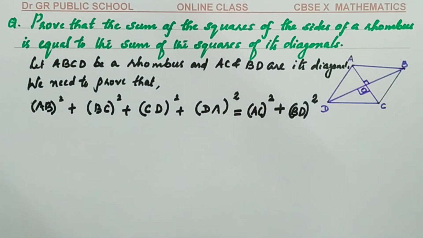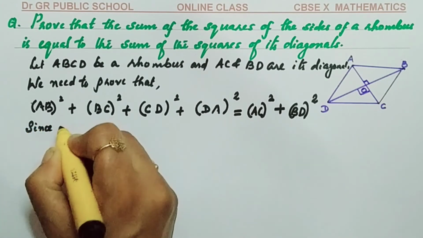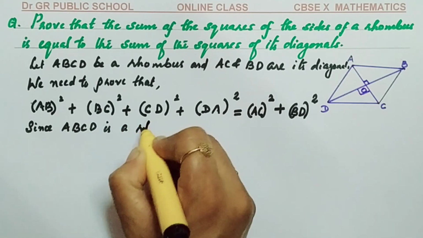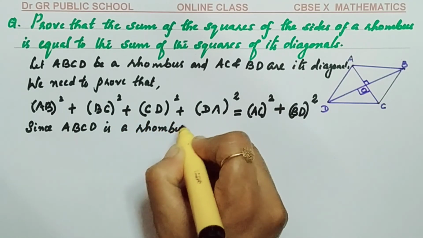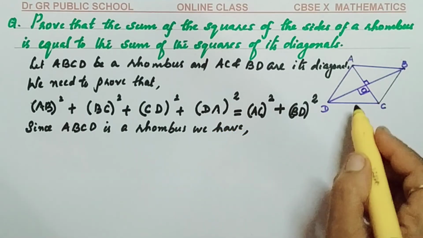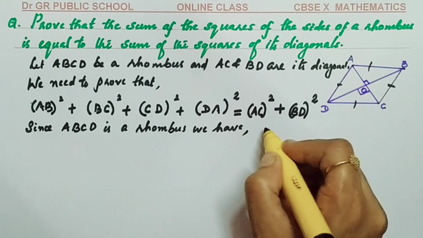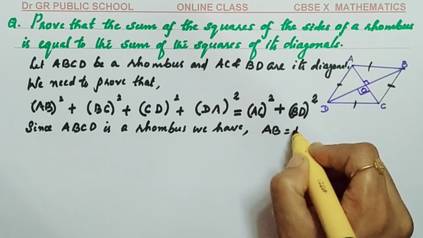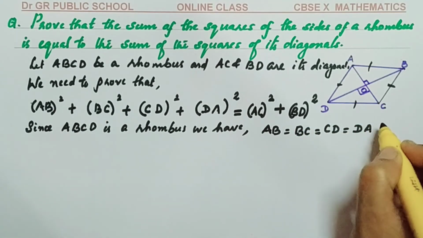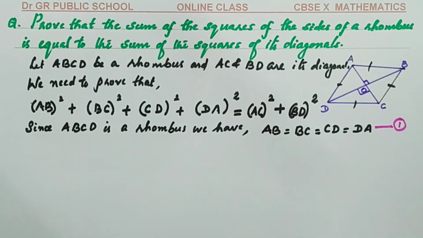We can apply the properties of a rhombus in this question. Since ABCD is a rhombus, what about the sides of the rhombus? Rhombus is a parallelogram in which all sides are equal. We have AB equal to BC equal to CD equals DA. All sides are equal. This we can take as equation number 1.